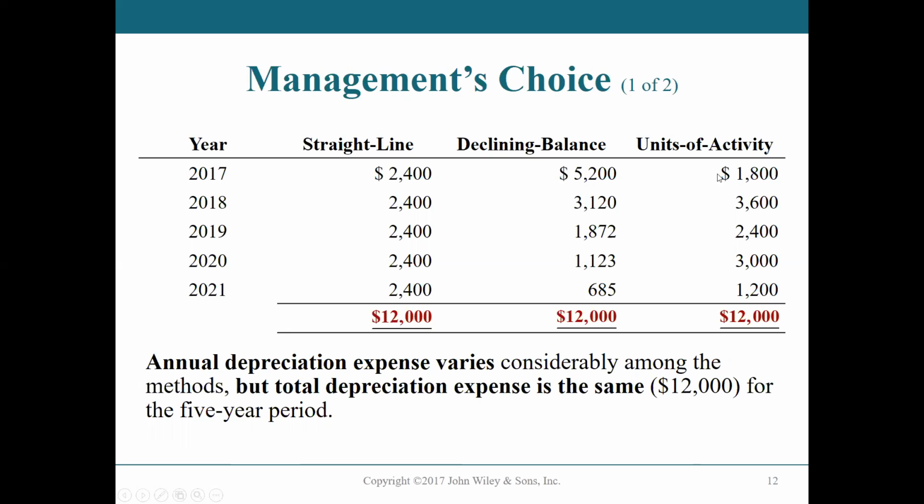And the units of activity method matched up with how we used the asset. So in years when we used it more, we had more expense, and in years where we used it less, we had less expense. And they're all three acceptable methods. And recognize that depreciation is an expense on the income statement, so more expense means less net income. So for this, it spreads it out evenly. For this, we're going to have less net income in that first year and more net income in that ending year, because our expense will be higher in the first year and lower at the end. So that's a management decision.